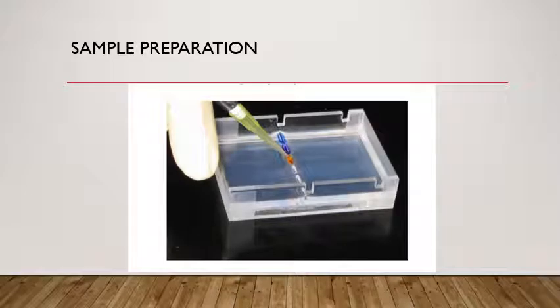So the sample is loaded over the tray, and this is how you can see it is used with the help of the comb, and we wait for a few minutes till the gel solidifies, and then we connect the electrodes with a battery and allow it to migrate. So the sample is prepared and loaded over the tray.